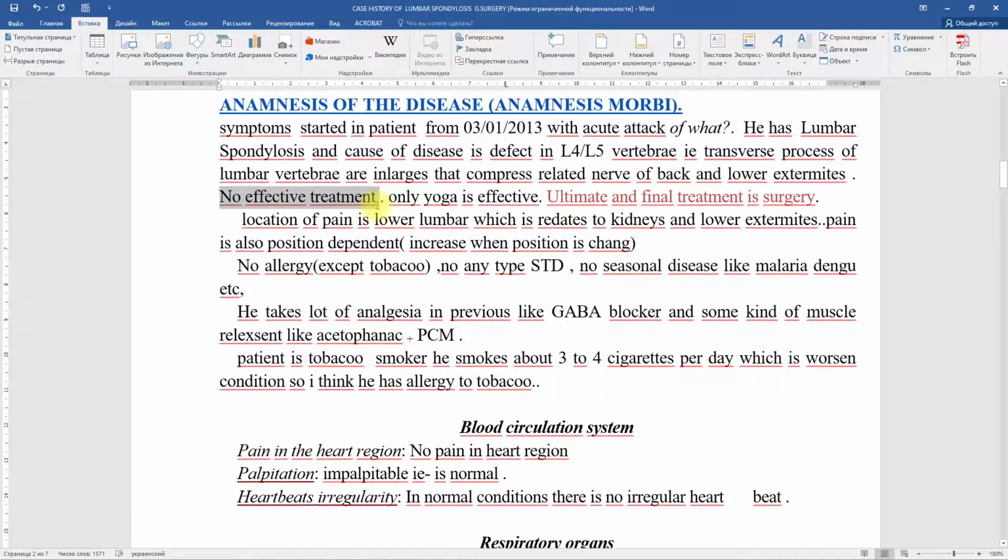No effective treatment. That's not about complaints. Treatment should go to no treatment. Yes. Only yoga is effective. Yes, that's a good point. You can tell that the patient tried some alternative methods of treatment and they are ineffective. Ultimate and final. That's not what you write down here. Here you're talking about patient's complaints. You don't know exactly what is his diagnosis.